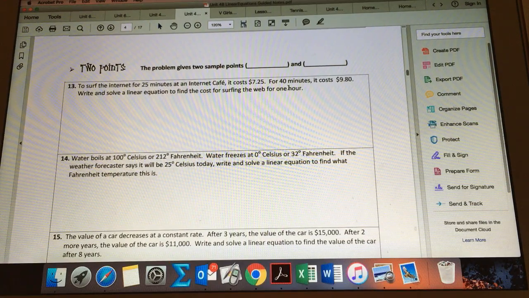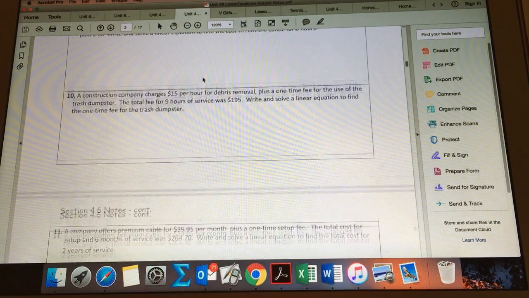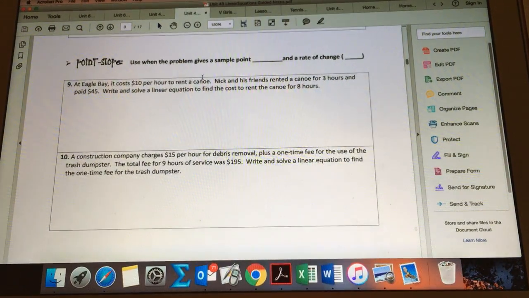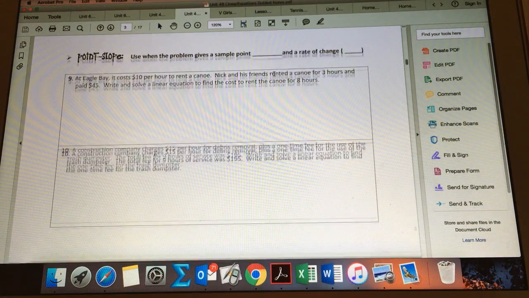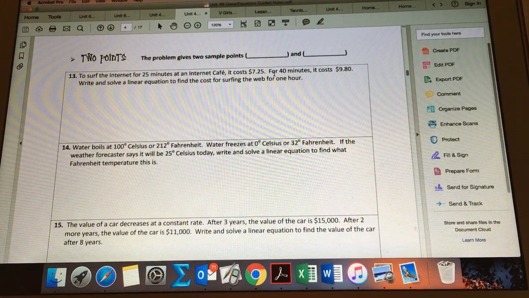When you're given 2 points in a word problem, the problem will give you 2 different sample points. Contrast that with the problems we worked on in the earlier video with point slope, where you had 1 sample point, x1, y1, and a rate of change, m. When you have 2 sample points, you're not given a slope or rate of change at all. What you're given is 2 different pairs of sample points.